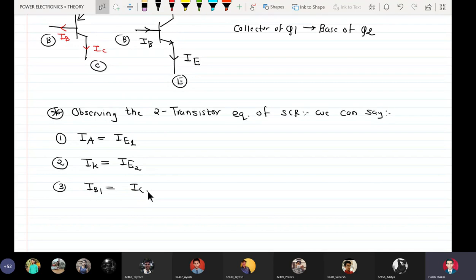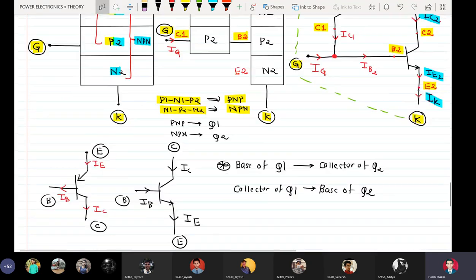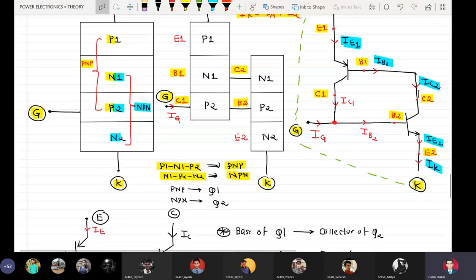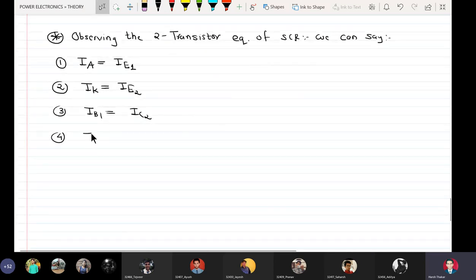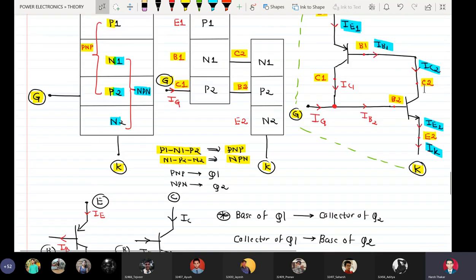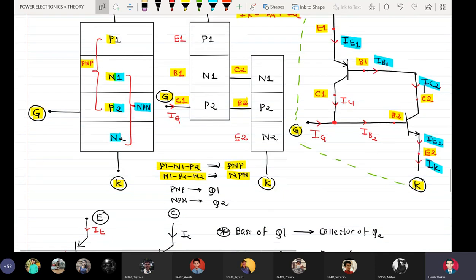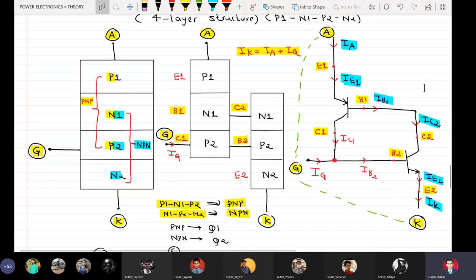IB1 is equal to IC2. Also, we can say that IB2 is equal to IG plus IC1. Okay.